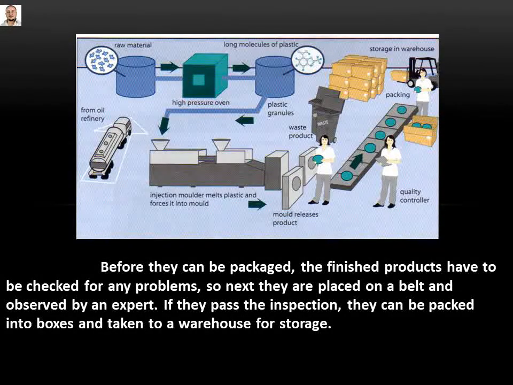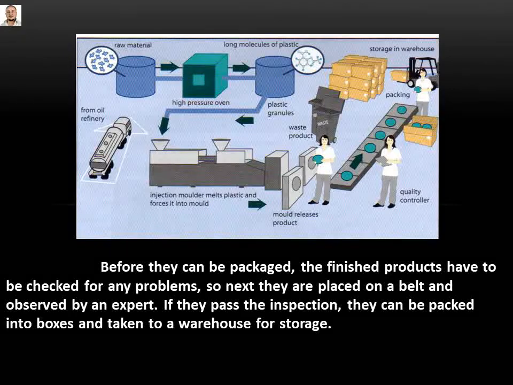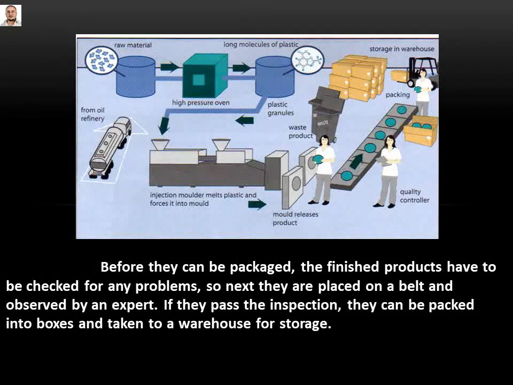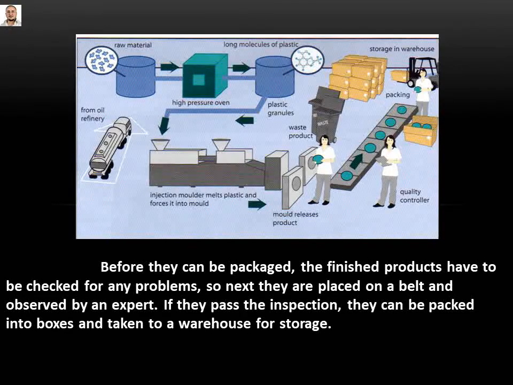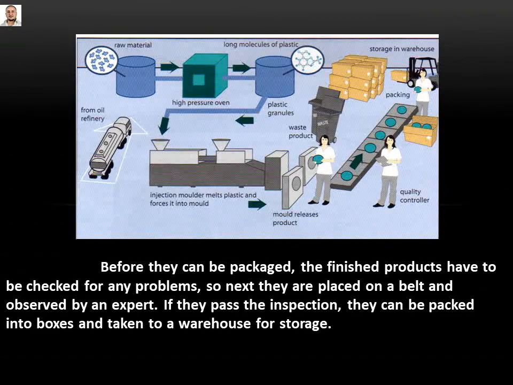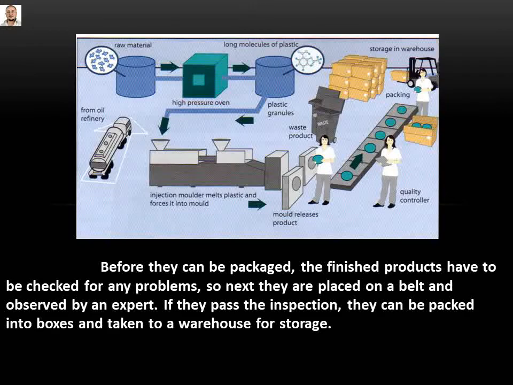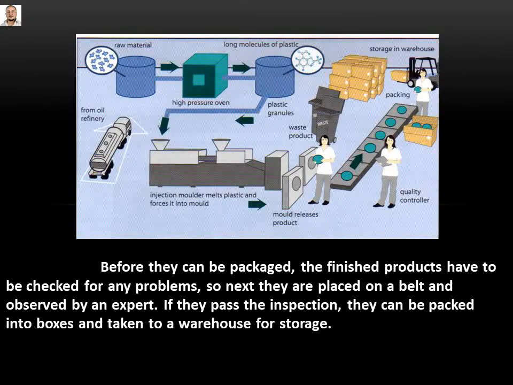Before they can be packaged, the finished products have to be checked for any problems. So next they are placed on a belt and observed by an expert. If they pass the inspection, they can be packed into boxes and taken to a warehouse for storage.